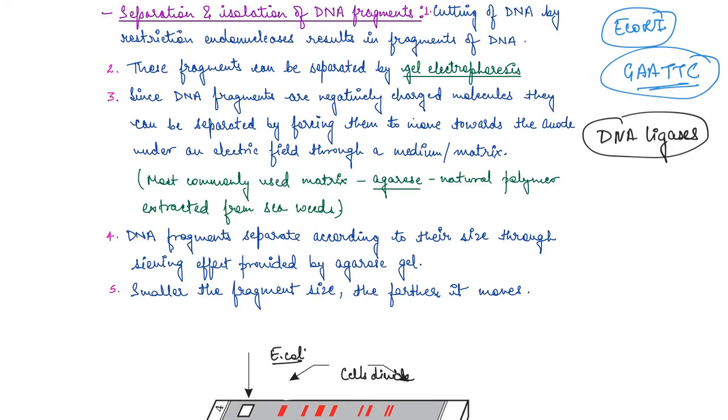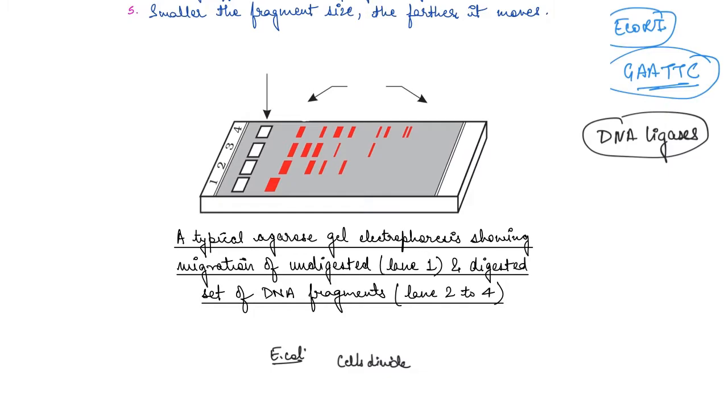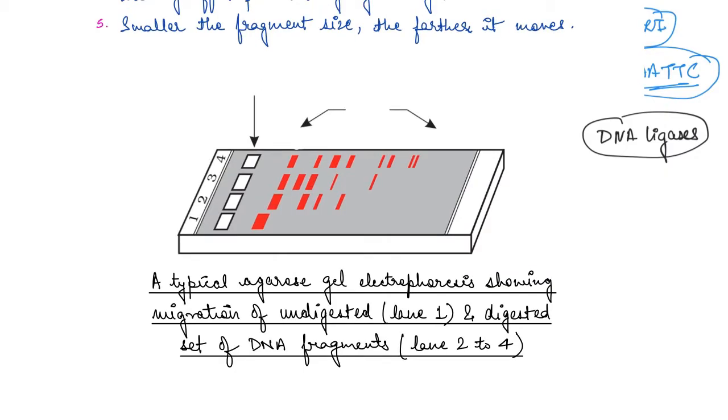So if you see the diagram here, you have the wells, right? You put the DNAs, and then you can see these DNA bands. The closer ones are the largest ones, and the farther ones are the smallest ones. So they are moving and separating as per their size.